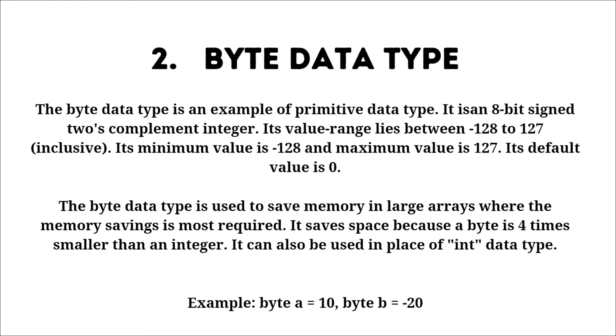If we are going to multiply or subtract any numbers between -128 and 127, we can definitely use byte. An example is byte a = 10, and we must declare it as I have declared here. Byte is a data type, a is the name, and 10 is its value. And byte is a data type, b is the name, and -20 is its value.